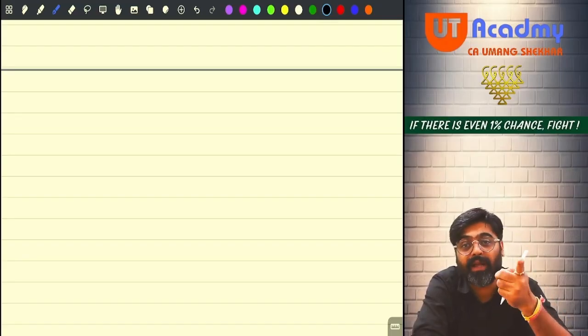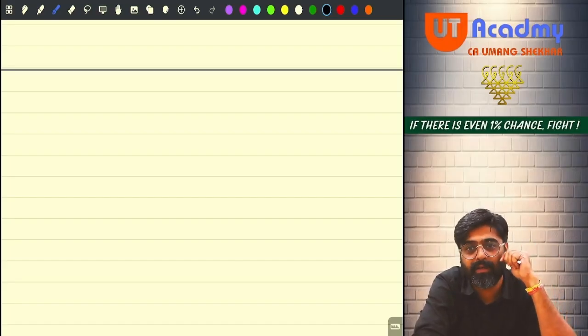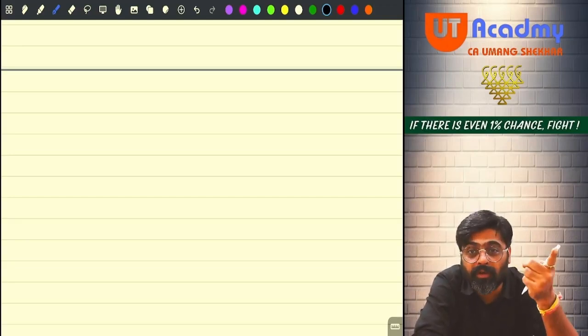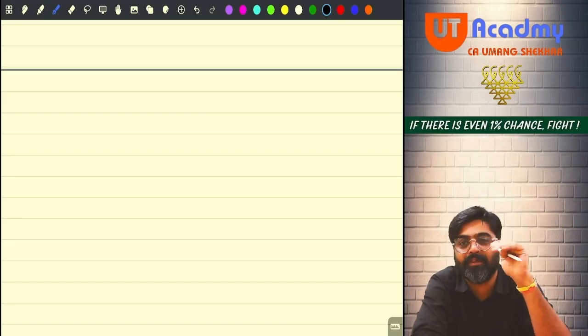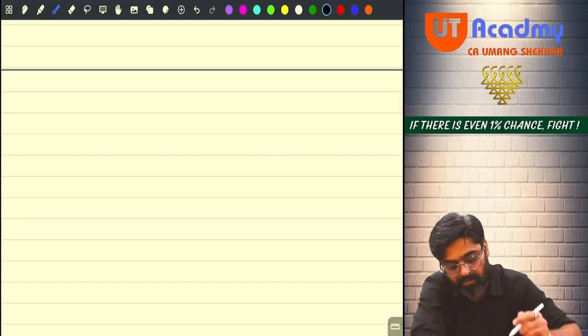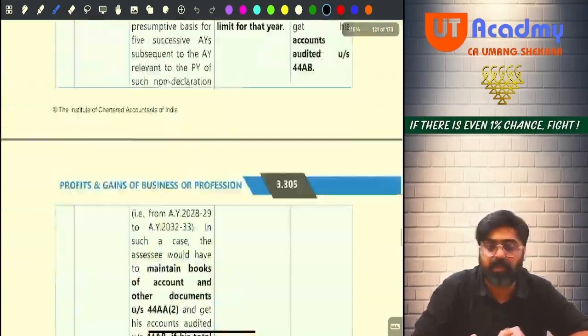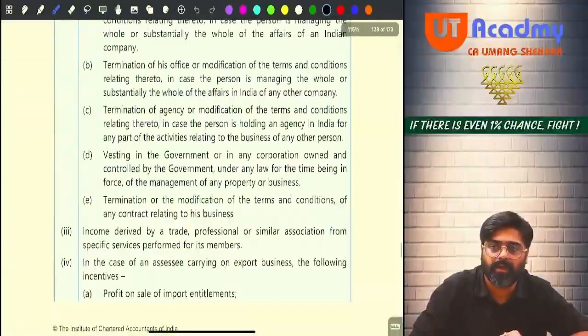For Mr. Shivam, we had to calculate the profit as per regular provisions, which we calculated yesterday. But today, for that same question, we are going to calculate Shivam's PGBP income as per 44AD presumptive basis. Come to that question. That was your question number 7, if I am not wrong. Question number 7. Please pay attention on this question now.